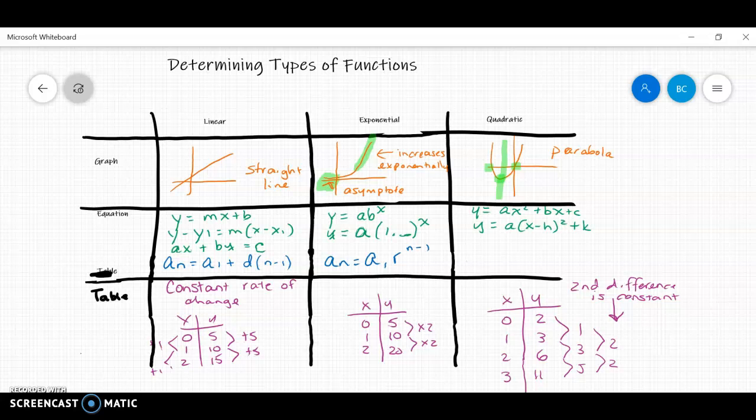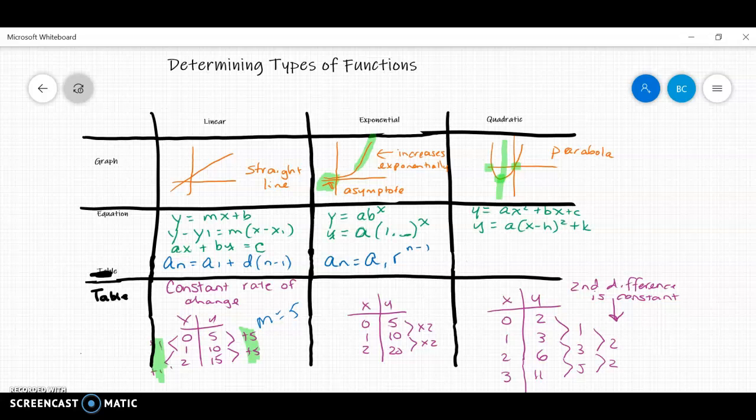All right, so moving on to the table. We know that in a linear equation, we have a constant rate of change. So as our x value goes up 1 each time, our y value goes up 5. So our slope in this case is going to be 5 over 1. That's our constant rate of change.